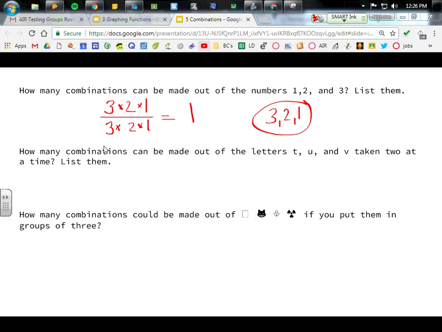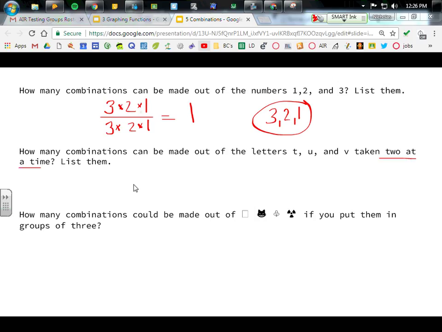All right, so anytime your options aren't broken down into smaller groups, you're going to end up with one possible combination if you're including everything. All right, how many combinations can be made out of the letters T, U, and V taken 2 at a time?